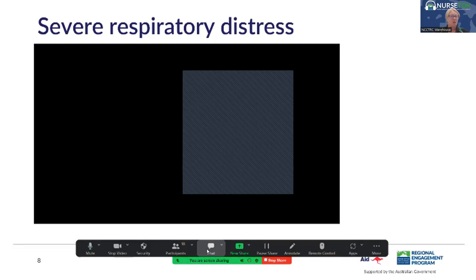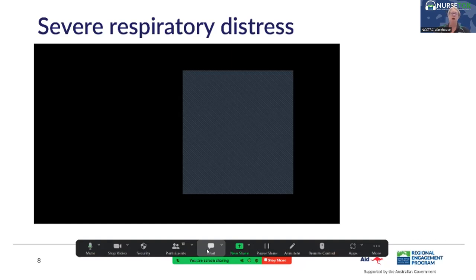Veronica has said, reassure, position, give oxygen using a rebreather mask. Now, Veronica, I like your answer because positioning is really important. You certainly want them to be sitting up so that they can get the most oxygen to their lungs. And I think reassurance, 100%. We need to reassure the patient that they are in safe hands and that we will look after them. I also like that you've said use a rebreather mask.